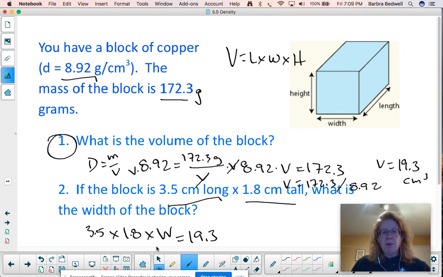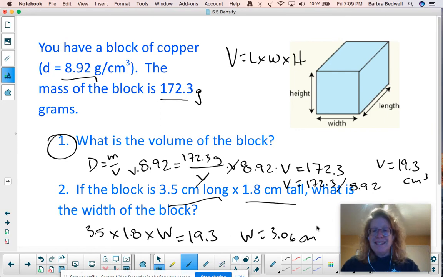So 19.3 divided by 1.8 divided by 3.5. 19.3 divided by 1.8 equals, and then divided by 3.5 equals. And there's what my calculator says, 3.06 or so. And I know that my missing side has to be 3.06 with 3 sig figs. And this is in centimeters because it's a length. So there you go. Missing side kinds of problems.